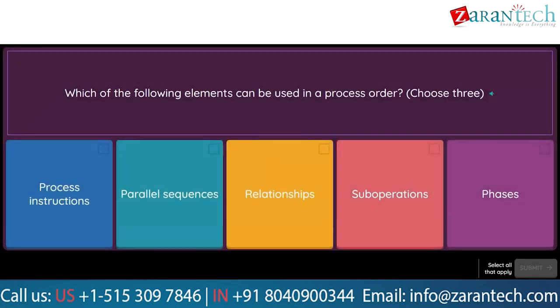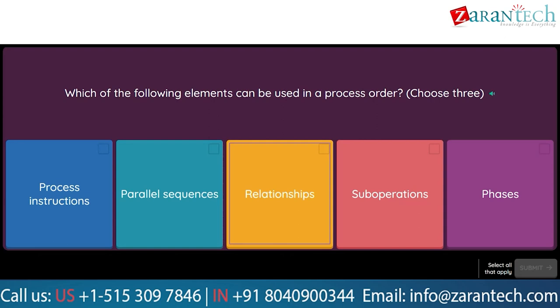Question: which of the following elements can be used in a process order? Choose 3. Option 1: process instructions. Option 2: parallel sequences. Option 3: relationships. Option 4: sub-operations. Option 5: phases.